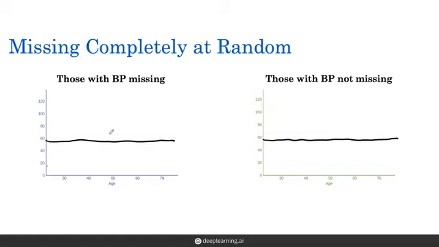Of course, this doesn't have to be uniform. Maybe we saw a lot more older patients than we saw younger patients, and here we would expect a very similar looking curve. We're going to contrast missing completely at random with other missing data categories, because most missingness is not going to be completely at random.